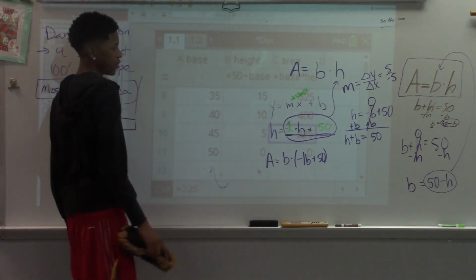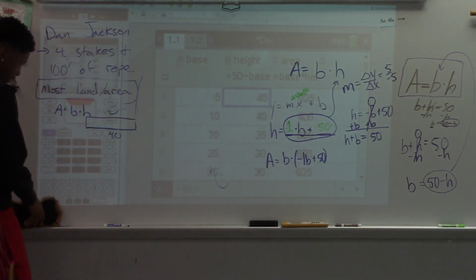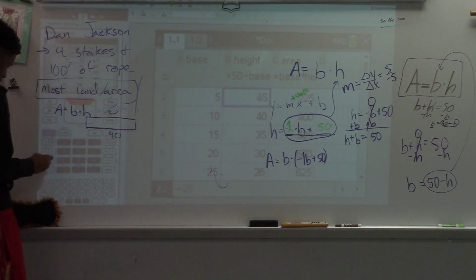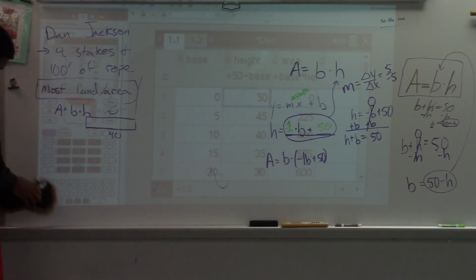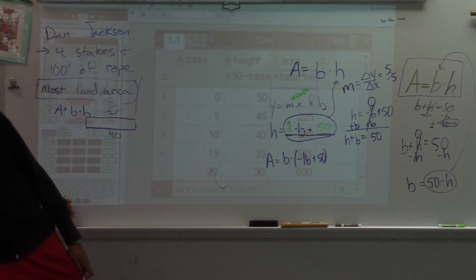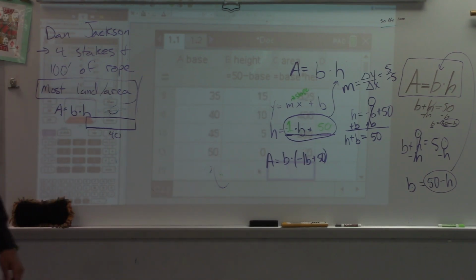So, I want y'all to see, I already have a table in here. I already have my base and I have my height in here. And what I did to get the area was I did base times height. Do these numbers look familiar? Okay. So, what I'm going to do, because technology makes my life easy, I'm actually going to graph those points.